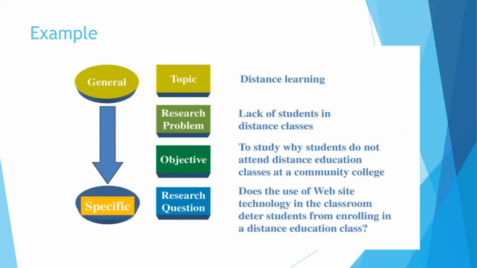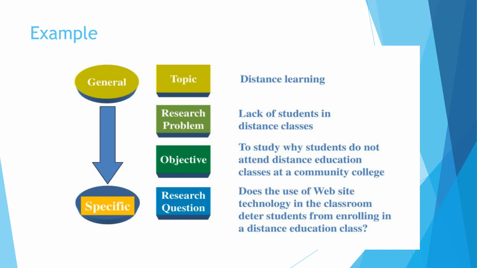For example, usually we start from the general until specific. We start with the broad topic, for example here, distance learning. From general, then we move to the research problem. From distance learning, you can search in Google Scholar, and there are a lot of journals on distance learning. Then from your reading, your research problem is actually the lack of students in distance classes. This is once you narrow it down.